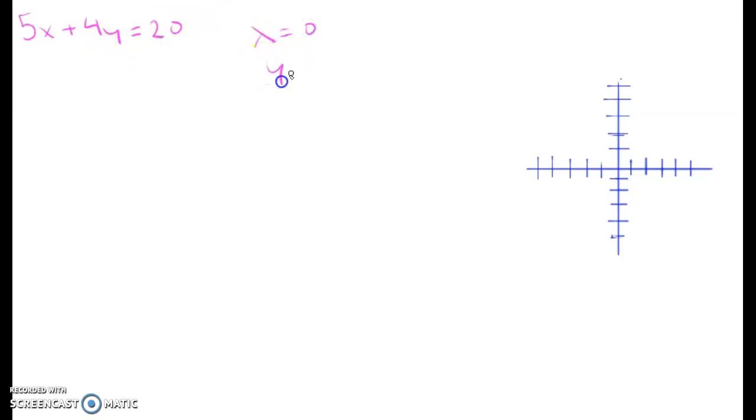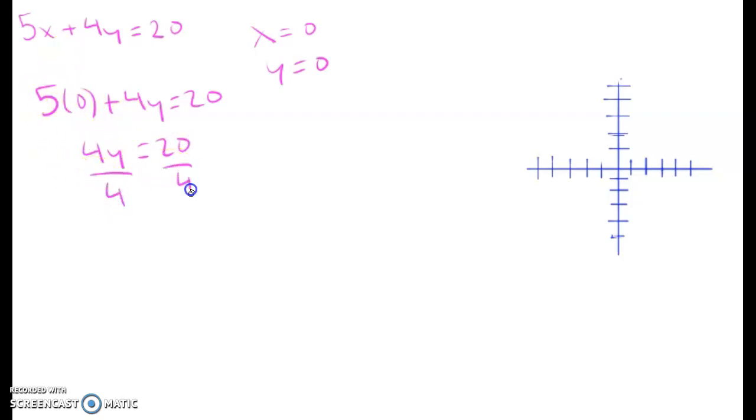x equal to 0 and y equal to 0, so that way we can solve. So if we do 5 times 0 instead of 5x plus 4y equals 20, we'll just get 4y equals 20 because 5 times 0 is 0. And then we just divide 4 on each side, and then y equals 5. So this is our y-intercept.